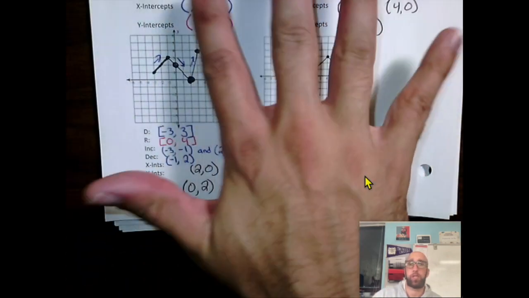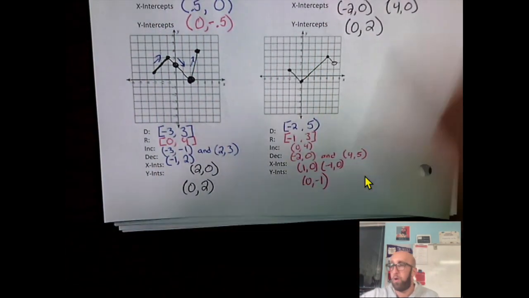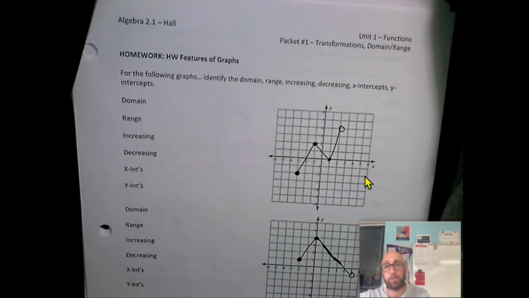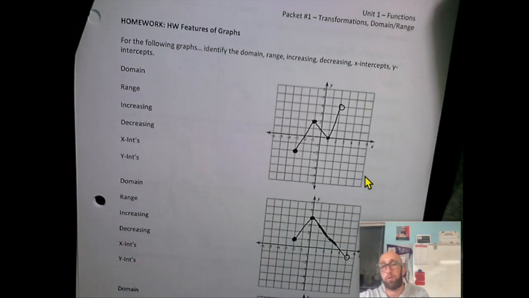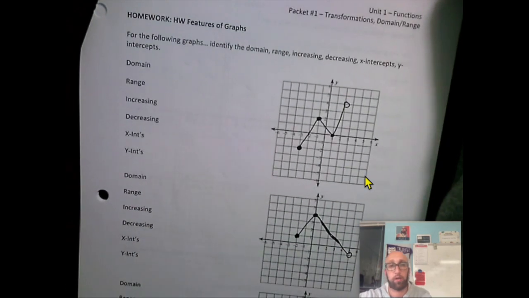Once you have finished all of these problems, what you need to do is on the next page is a problem that says homework features of graphs. That is what you need to turn in for homework tonight. Okay, it's a lot of work.